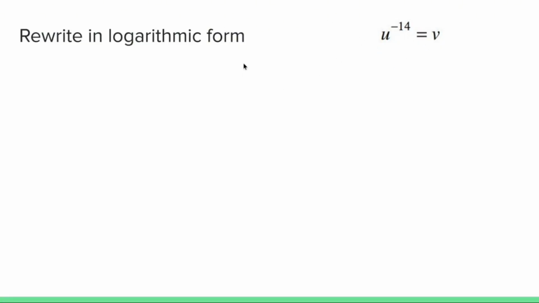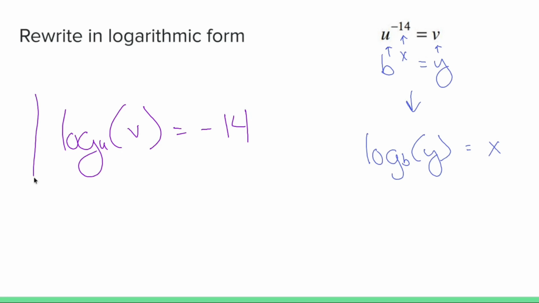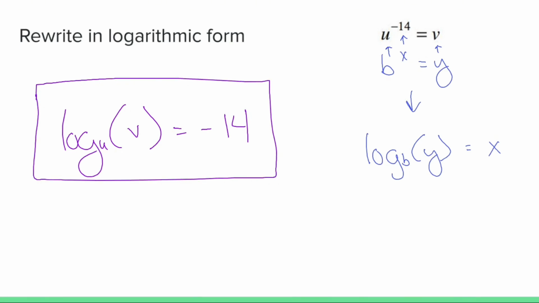Rewrite in logarithmic form. This is an exponential function. I like to label my exponential functions as b to the x equals y. Then to turn that into logarithmic form, we write out log base b of y equals x. So that would make my b u, my x negative 14, and my y v. So writing that out as a logarithmic function, I have log base u of v equals negative 14, which right now means absolutely nothing, but the whole purpose of this was to rewrite it in logarithmic form so we could do future problems.